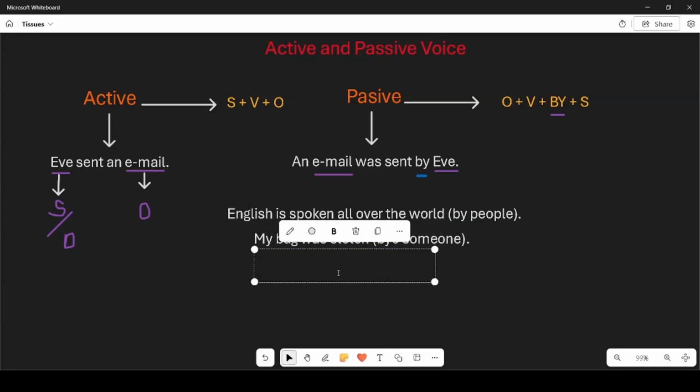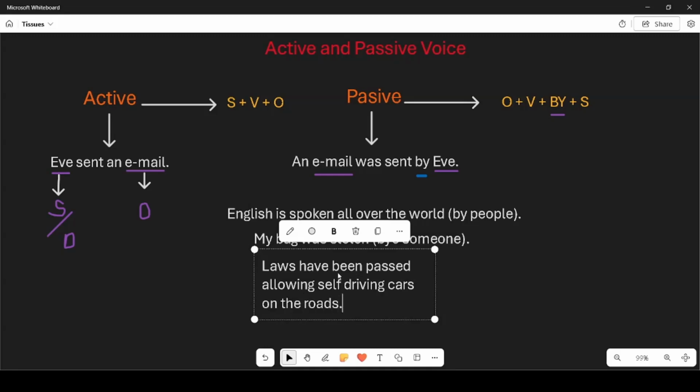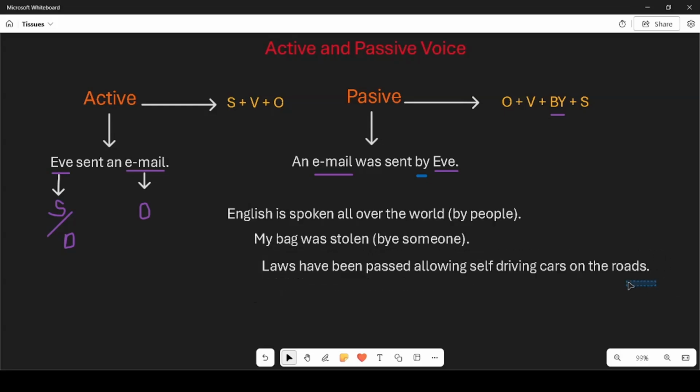So that's the main thing, and the doer of the action here is not necessary. I'm not typing that huge sentence. Let's just say laws have been passed allowing self-driving cars on the roads. Well, here the doer is not necessary, so we don't need to put by this person or by that person, because it's not necessary.